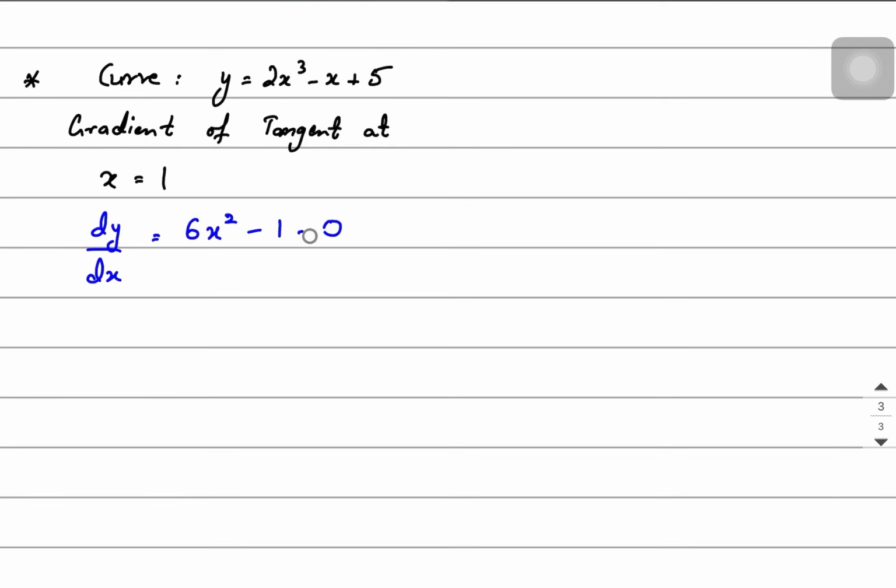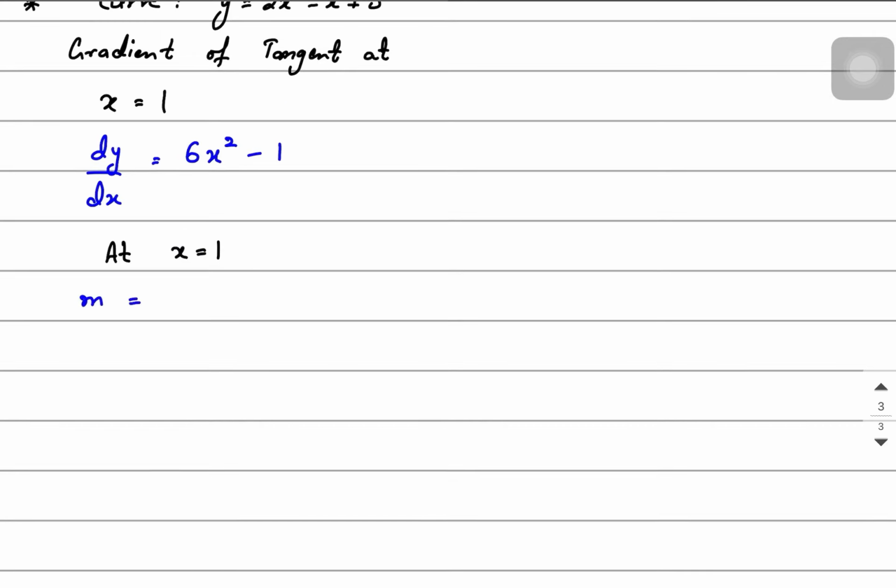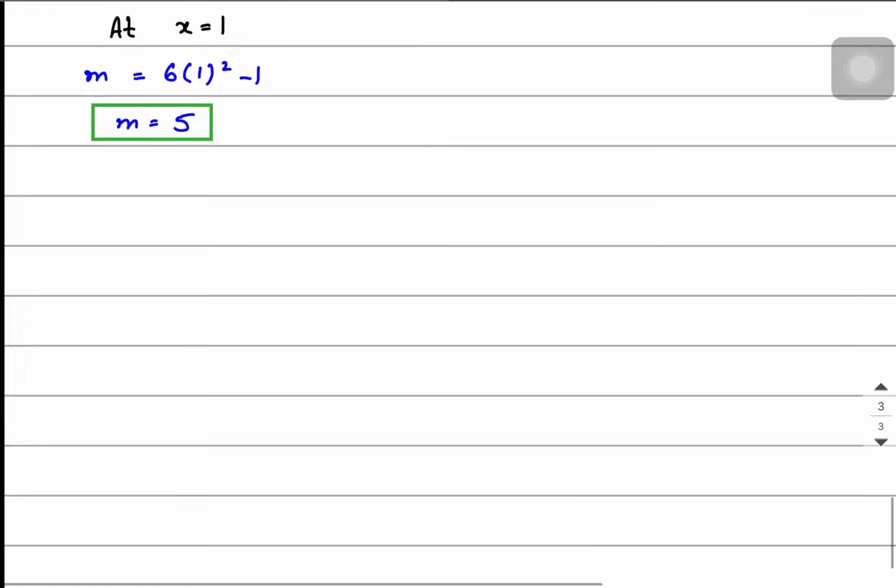So if you don't want to write it, no problem. Now I need the gradient at x equals to 1. So at x equals to 1, I can have the gradient that is going to be 6 times 1 square minus 1, and the gradient becomes 5. So if you want to calculate the gradient, you can just plug in the value of x and then you can find out the gradient of tangent.